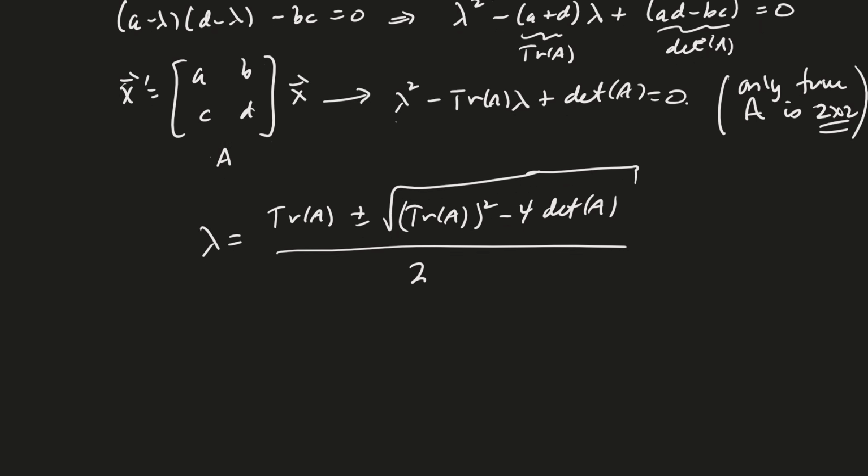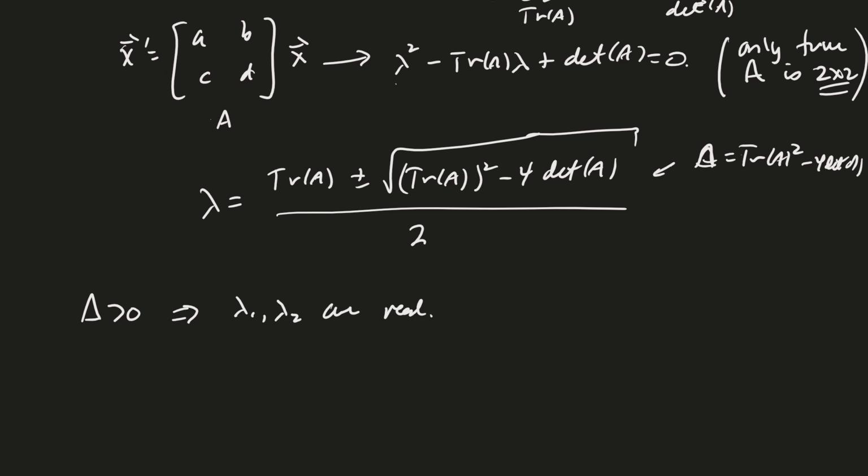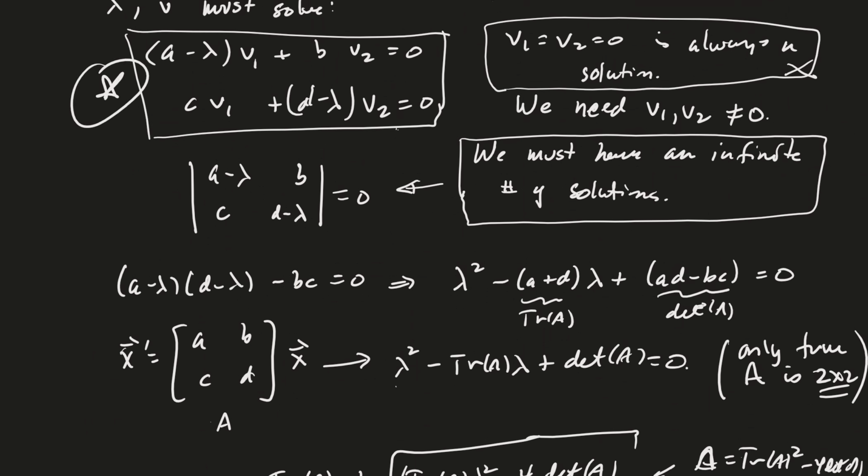Okay, so those are my solutions. We call the thing under the radical sign the discriminant. So the discriminant is equal to the trace of A squared minus 4 times the determinant of A. And we said that if the discriminant is positive, the two solutions are real. Then we have to go back to our system of equations and solve for V1 and V2.